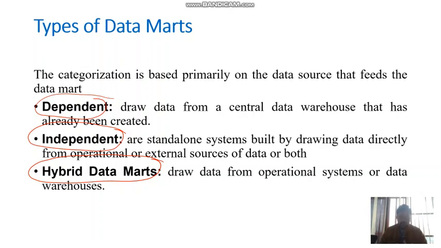Now what is hybrid data mart? In hybrid data mart, we can draw data from operational systems or data warehouses. So it is a combination of dependent and independent data mart. In dependent, we can draw data from a central data warehouse. In independent, we can draw data directly from the operational or external sources. In hybrid, we can use both. So these are the types of data marts.